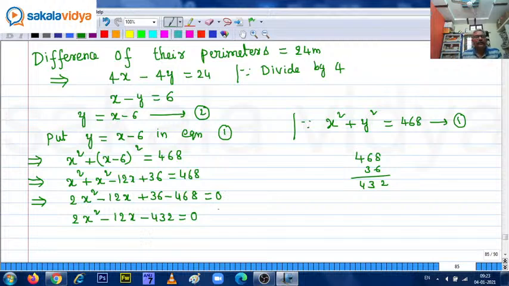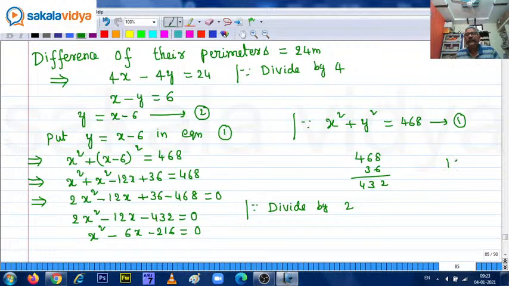Okay, divide by 2. Anyway, the sides are 12 meters and 18 meters. Let us see. We get x square minus 6x minus 216 equals 0. So what are the factors actually? Yes, check it now. 18 into 12, you try. 18 minus 12 is 6. 12 times 18 is 216.